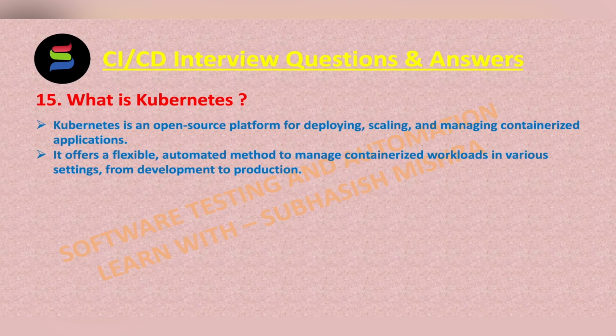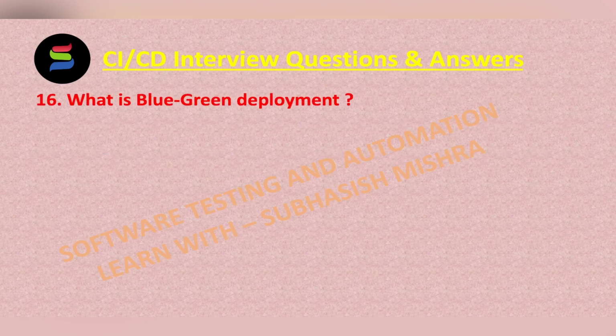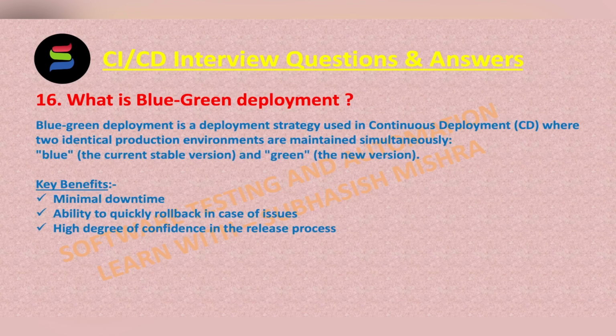We'll move to the next question. What is blue-green deployment? Blue-green deployment is a deployment strategy used in continuous deployment where two identical production environments are maintained simultaneously. Blue is known as the current stable version, where green is known as the new version.